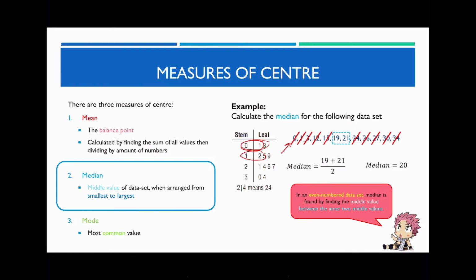But in this particular example, it's quite easy to determine that a number halfway between 19 and 21 is going to be 20. But in some difficult examples, it's not going to be as obvious. So therefore, you will need to show this particular calculation.